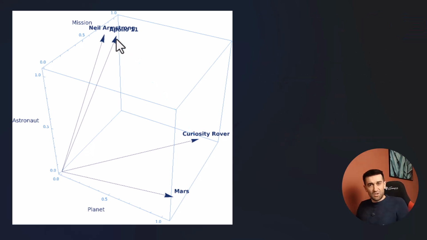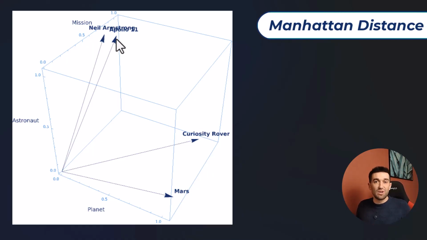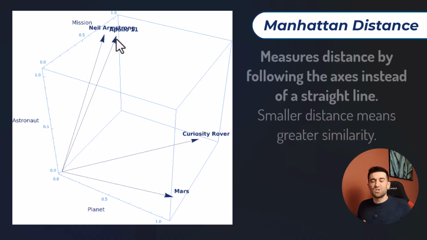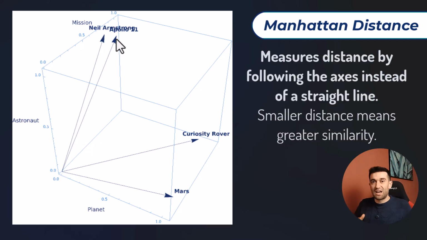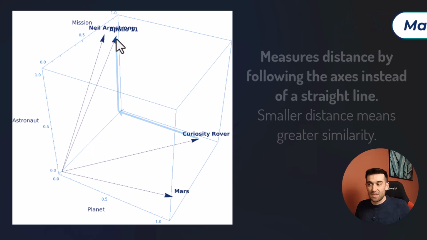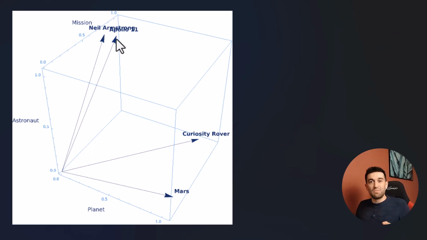Another method which is very similar to the Euclidean distance is called Manhattan distance. It's also about drawing a line, but it won't be a straight line. You need to move along the axes. This is why it is called Manhattan distance, because it's like walking in a city with a grid of streets.